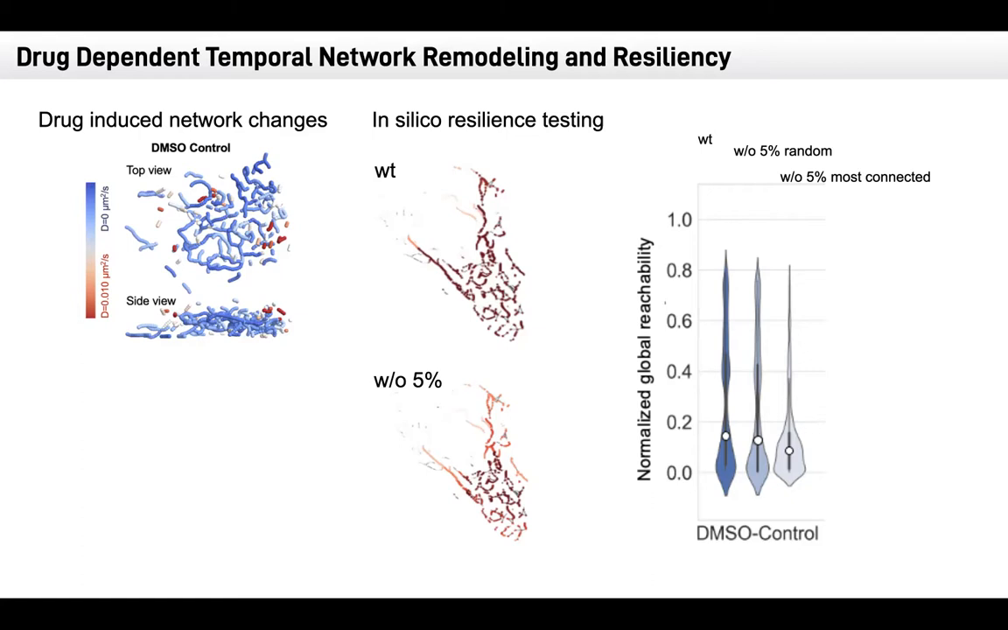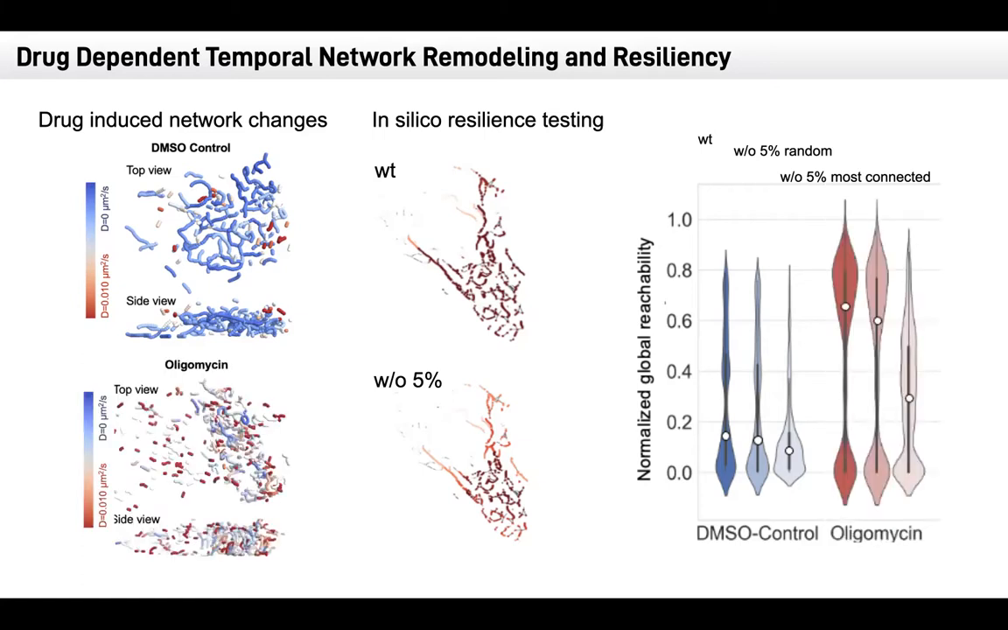Okay, so this is wild type. This is if you delete 5% random nodes. This is if you delete 5% most connected nodes. But when you do this with oligomycin, an ATP synthase inhibitor, you essentially shut down the ability of the cell to make ATP. The cell reacts to this with a drastic disruption of the entire mitochondrial network. Before, you have this beautiful network; here, everything is in fragments.